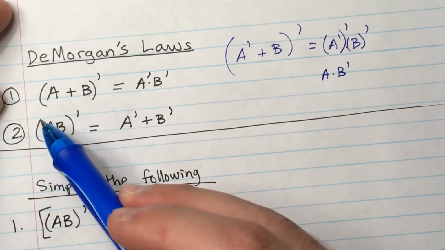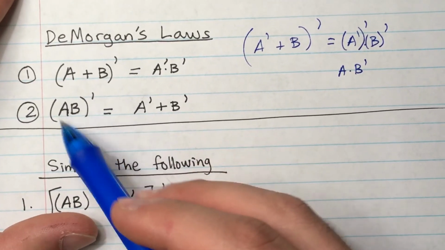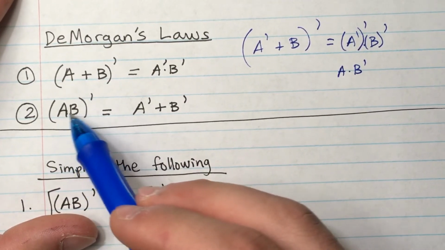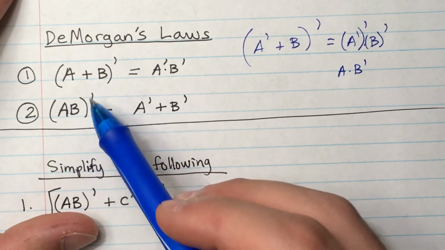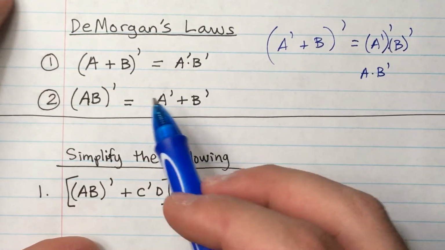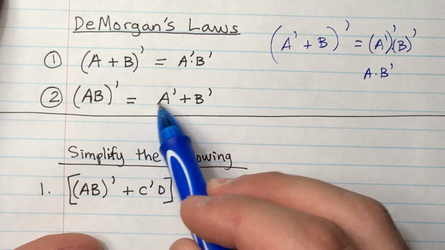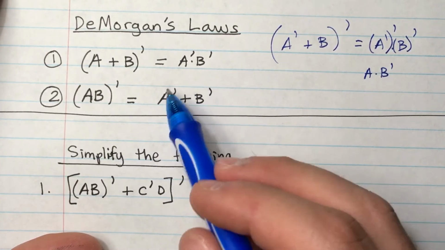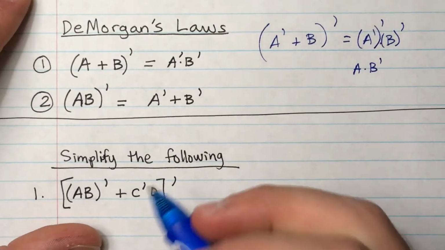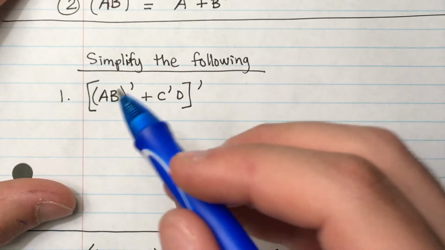The next one says that if you have the product of two members and we take the complement of that, we separate them into a sum, and each separated member gets a complement on top. Okay, so let's take a look at this example.